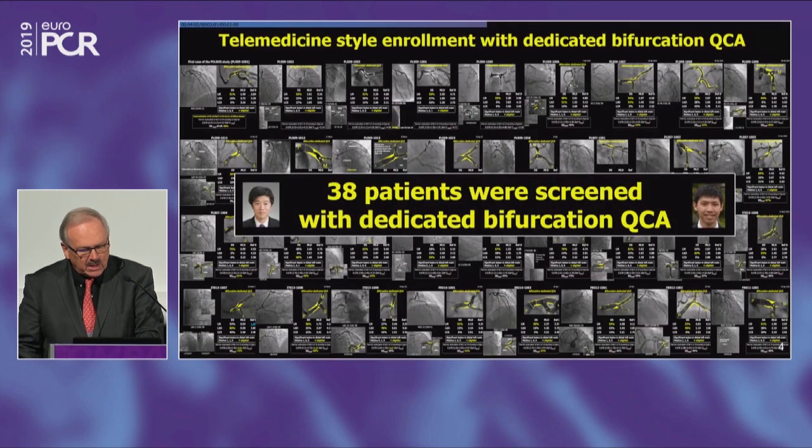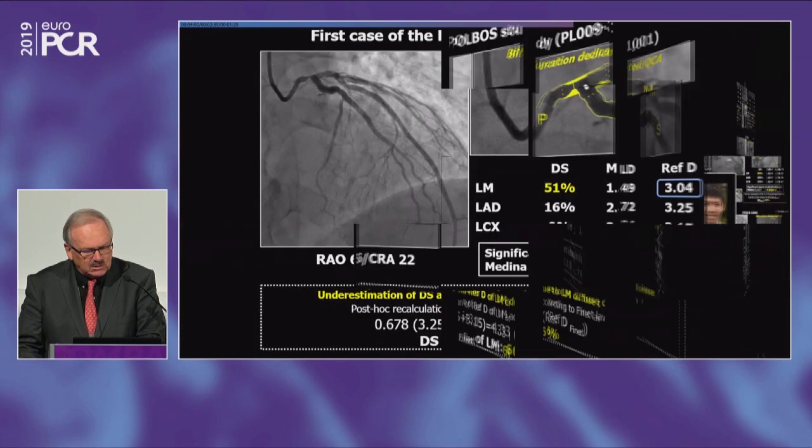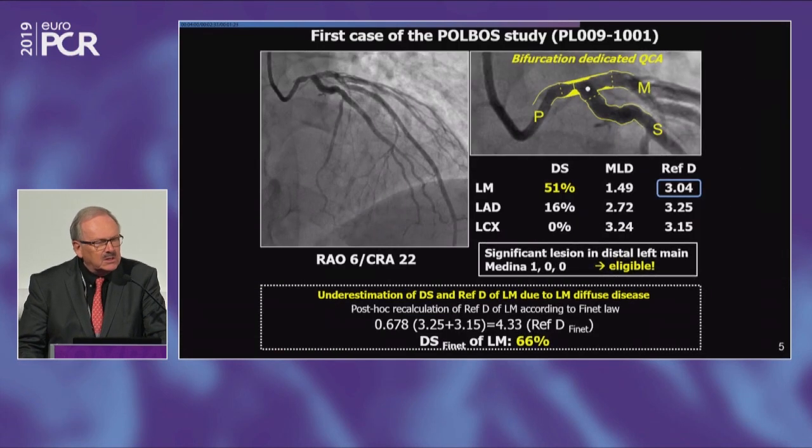And as you could see, the core lab is working very well. It's a kind of telemedicine. As soon as the film is done, it is sent to the core lab. And these two gentlemen, senior interventional cardiologists with a lot of experience with main stem, are analyzing all these main stems. So far there are 38 patients. And as you have seen, I think in the first presentation, you have the Finet calculation, the reference diameter of the main stem, and the diameter stenosis. This is what you have seen in one case.